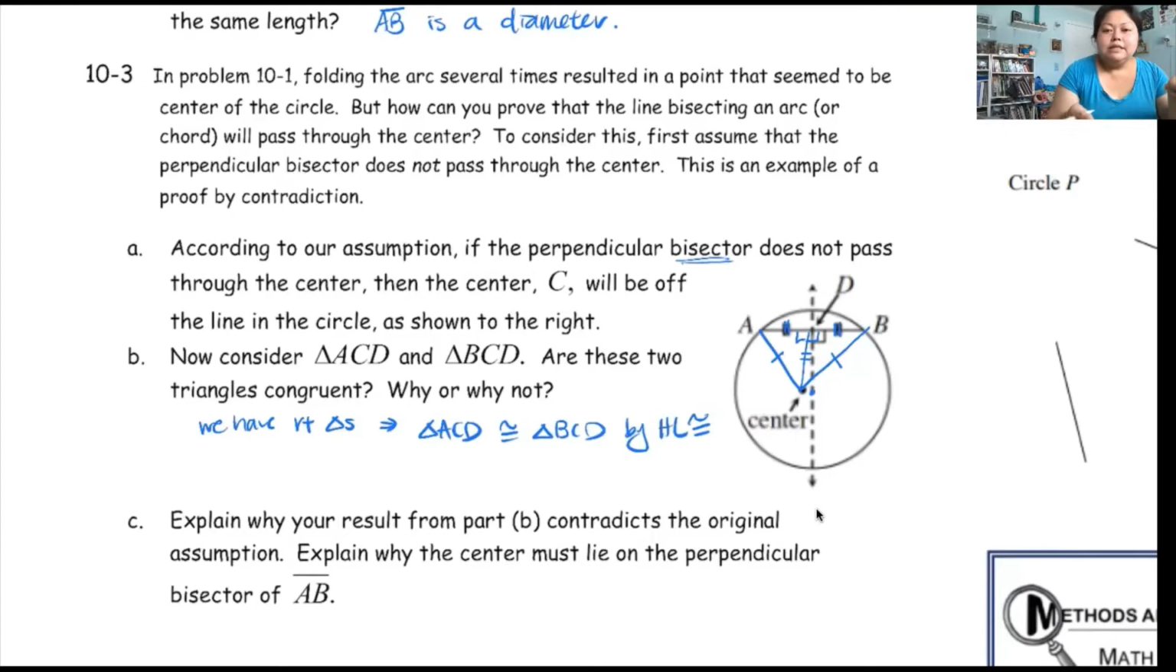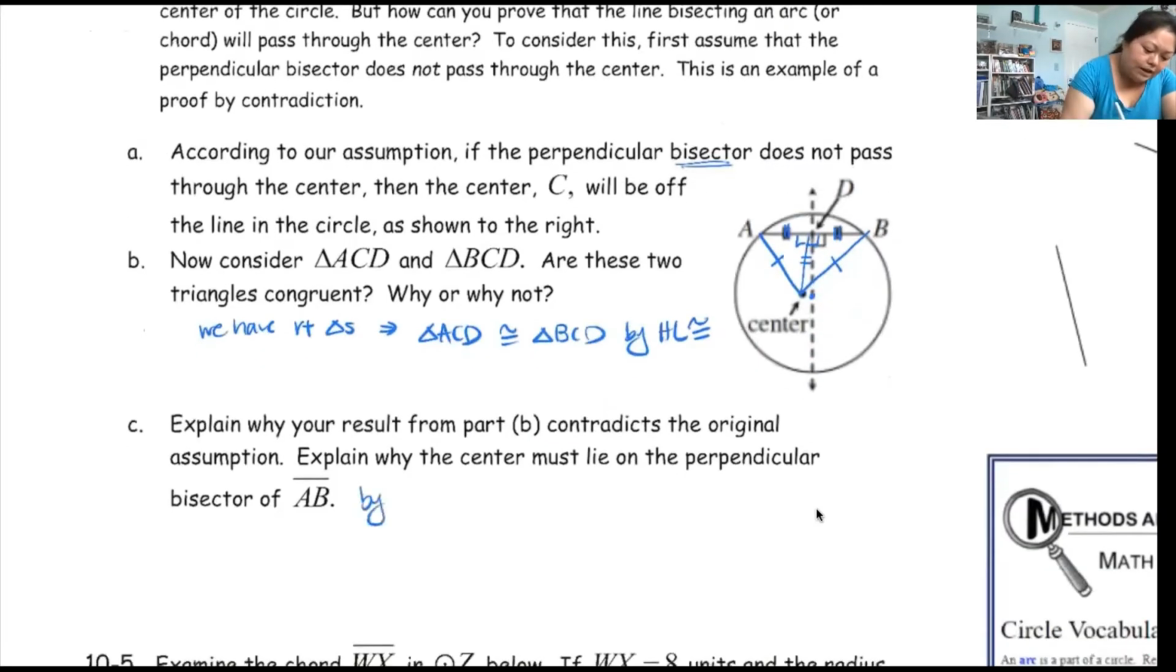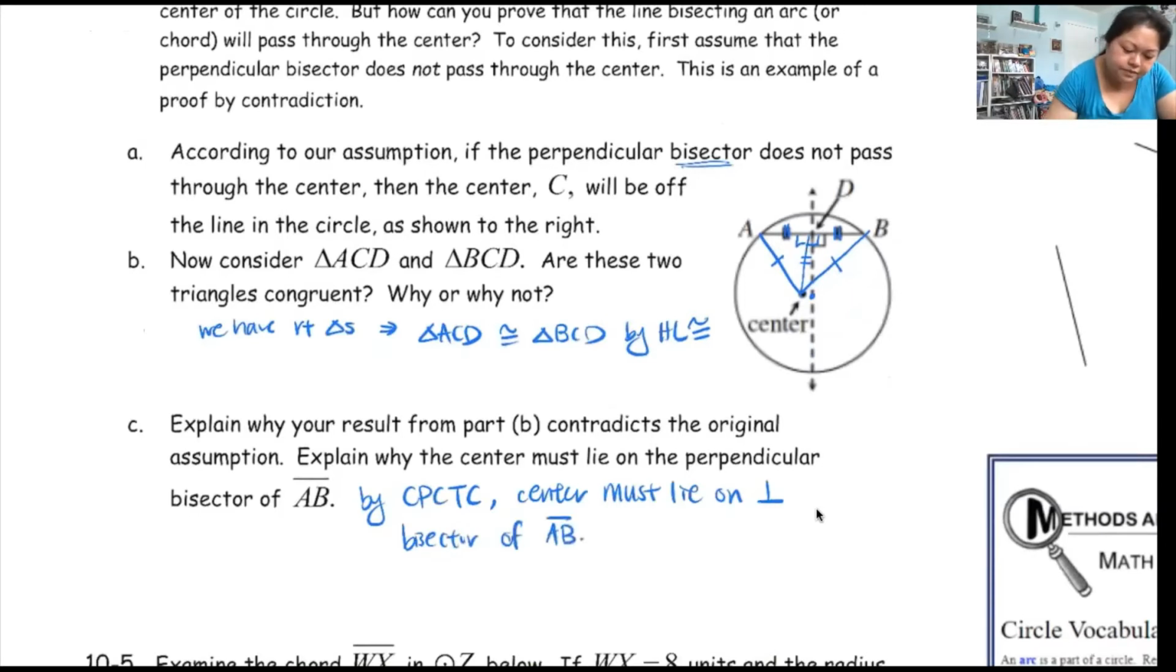So, by CPCTC, we know that that side must be the same. It must be the same exact side. We can't have it tilted to the other side. I don't know how to say this, right? So why must the center lie on the perpendicular bisector? So by CPCTC, the center must lie on the perpendicular bisector of AB. Okay. And again, these angles must be congruent. So that means the side must be the same. So again, it's pushing it so that the center must be on the perpendicular bisector. So we have two congruent triangles.